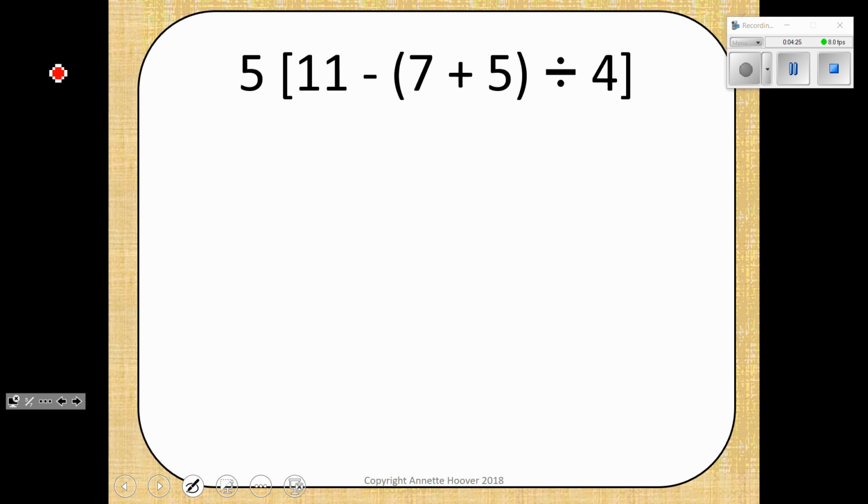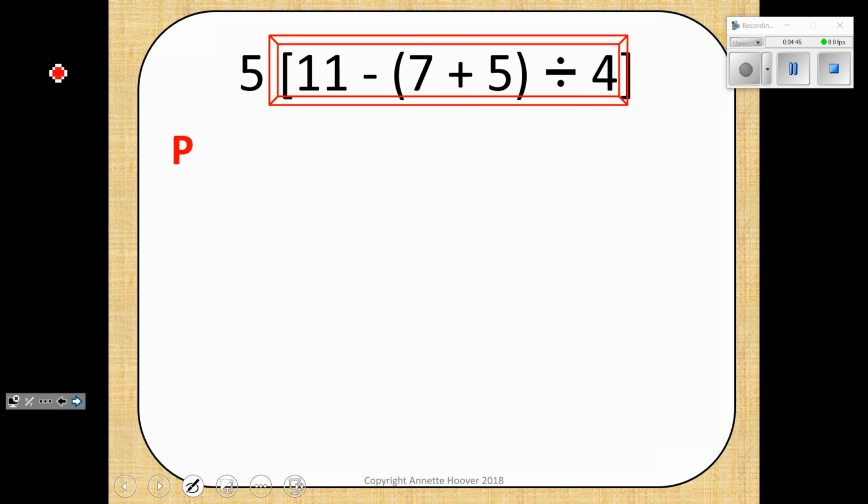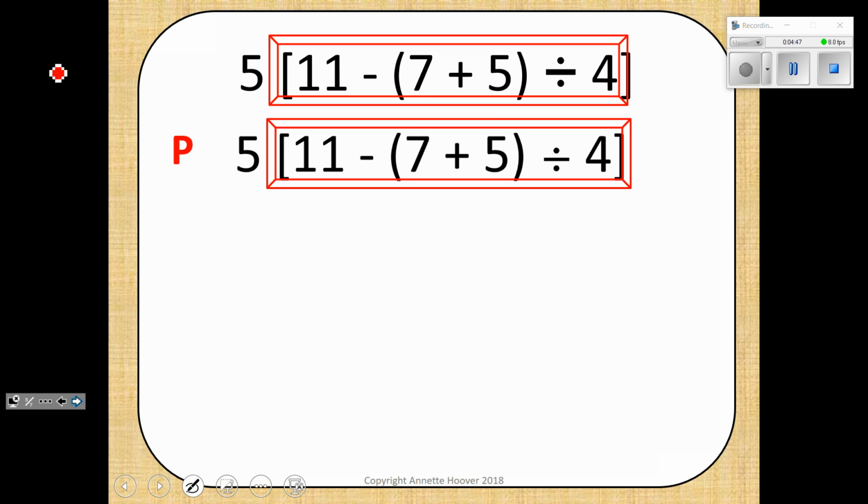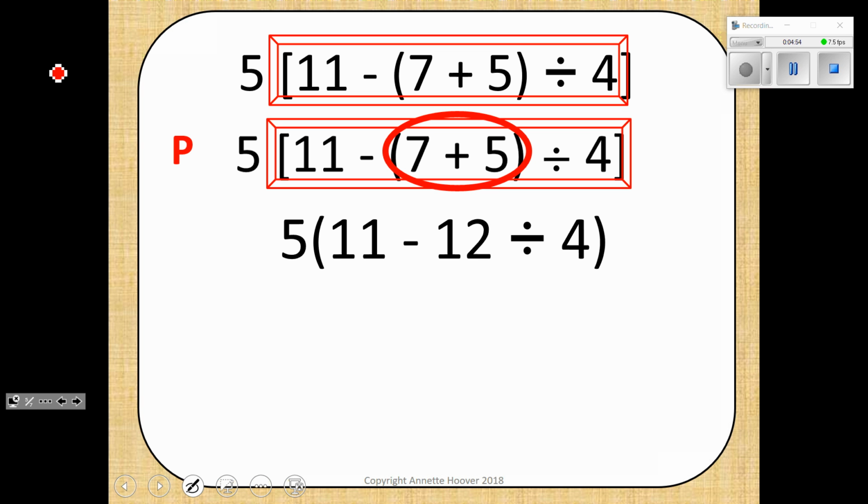Now on this next one, you'll see that we have a set of parentheses here, and we also have a set of brackets, which works like parentheses. So what we're going to do is start with the innermost parentheses or brackets. So the first thing we're going to do is what's inside, which is the 7 plus 5. Show that right there. 7 plus 5 first. 7 plus 5 is 12. So now within the brackets, which I changed to parentheses, it's the same thing. It can be a bracket, it can be a parentheses.